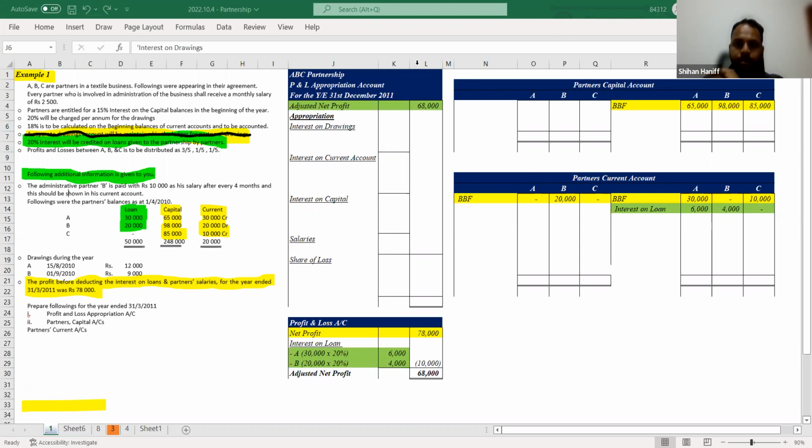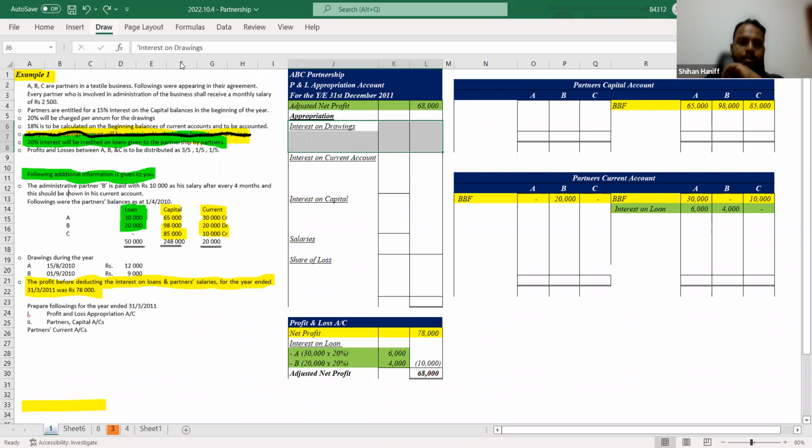There is a question where interest on loan, where do you show this? Is it in financial expenses? Yes. It's a finance expense, right? Okay. So let's check for interest on drawings.